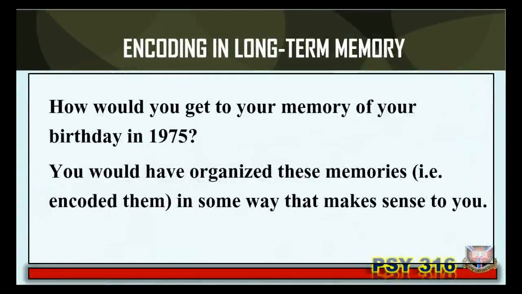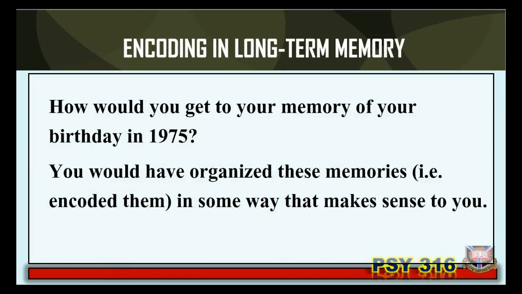Encoding in long-term memory. How would you get to your memory of your birthday in 1975? Suppose you had celebrated it with a picnic at the Millennium Park in Abuja. You might get it by thinking of picnics or parks in general, of Millennium Park in Abuja, of the people you were with that day, of the food you ate, of the mosquitoes that bit you, of the birthday celebration, or of any of a number of others.